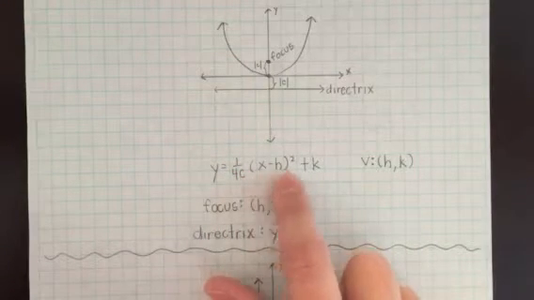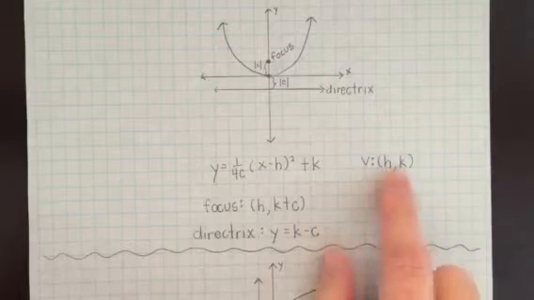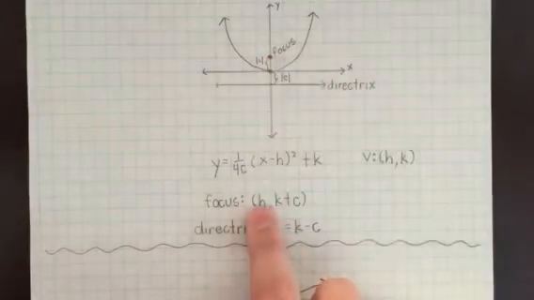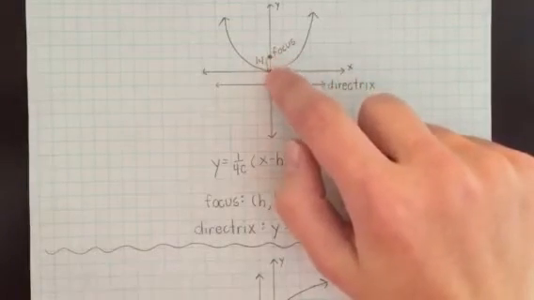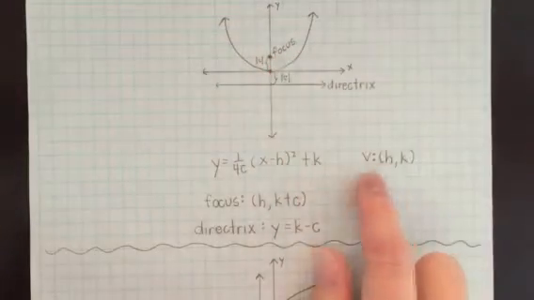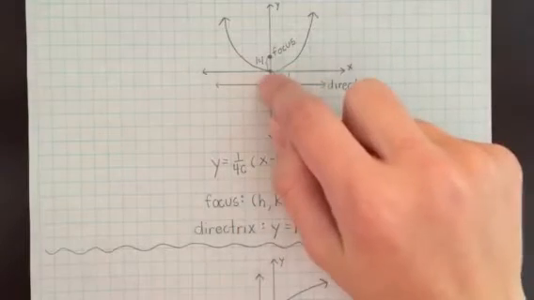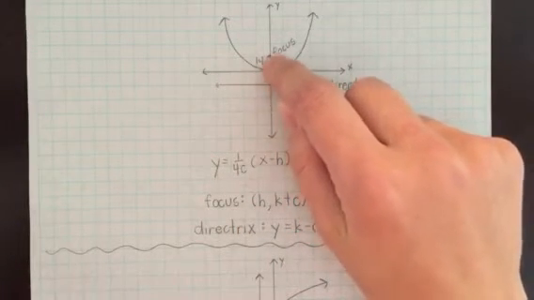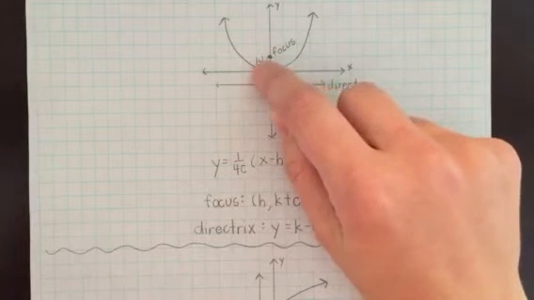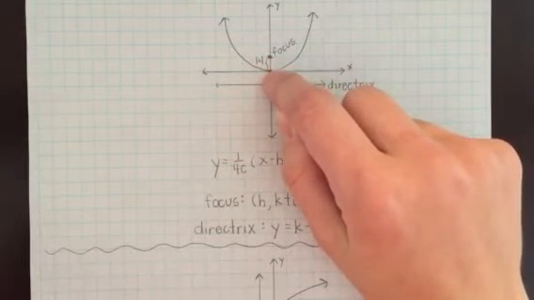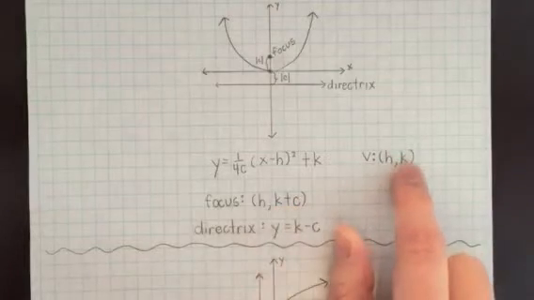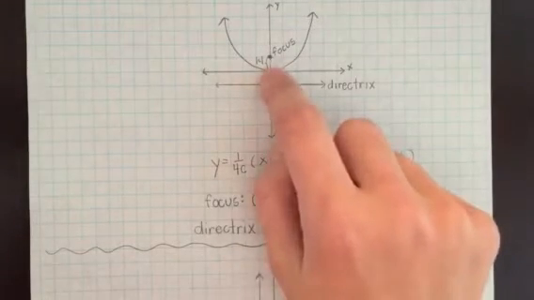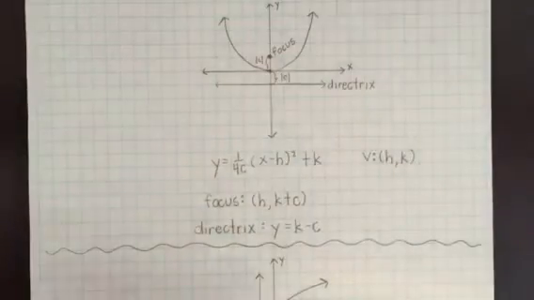So you know that H comma K is the vertex, and how you find the focus, and this should make sense when you look at the visual here. The focus and the vertex have the same x value, so H. The only thing that's different is the y value, and the y value of the focus is just C more than the y value of the vertex. So we're going to take the y value of the vertex and we're going to add C, because that's the distance from the vertex to the focus.